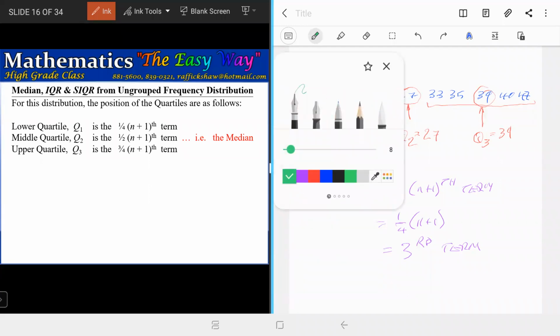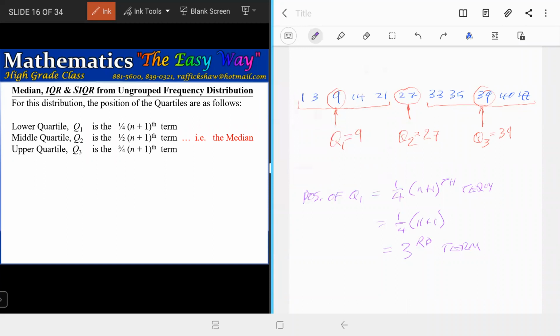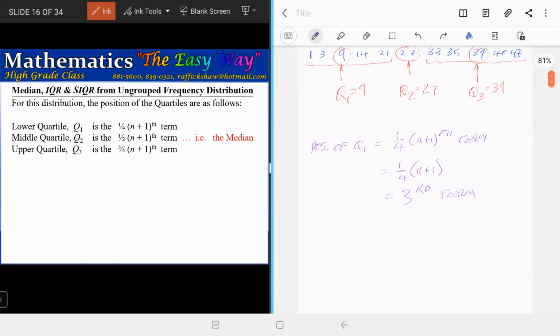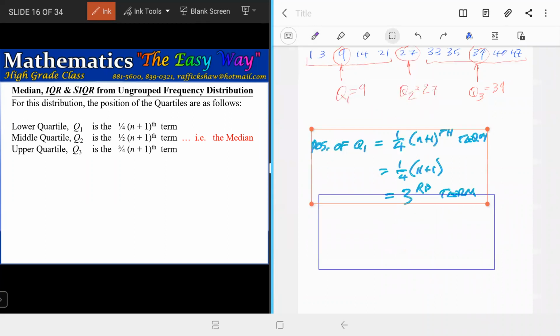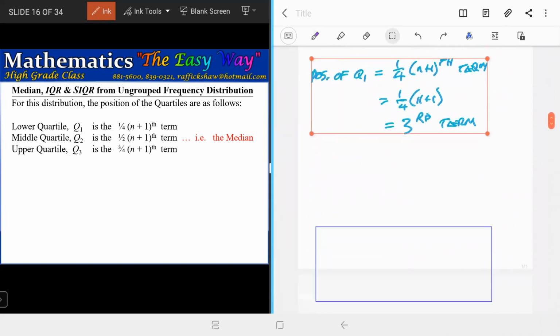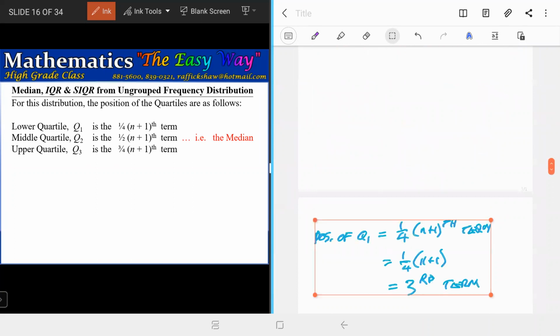Then if you want the position of Q2, the second one, let me shift this down. Position of Q1.